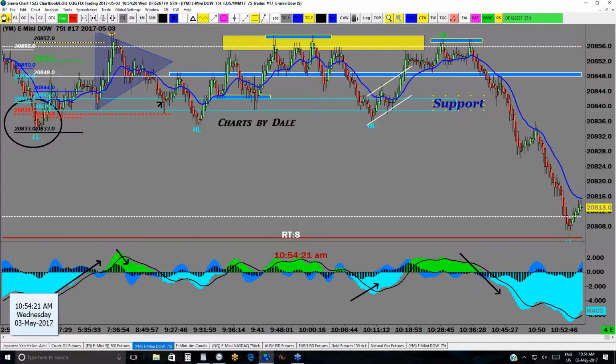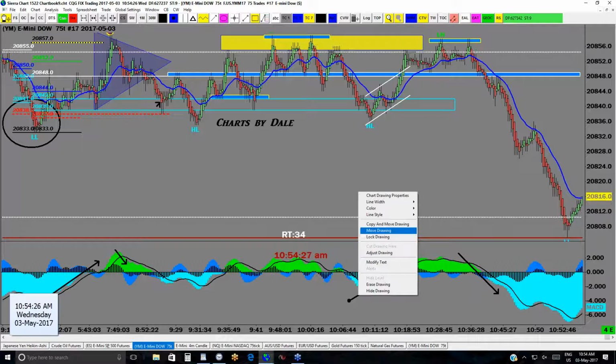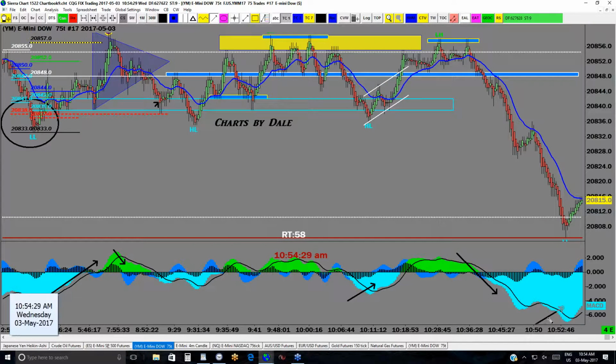Now it may come back a little bit later. We're getting a cross on your MACD once again. So we copy here and we get that push to the upside. We'll see how far it goes. But that would be counter trend off of that.